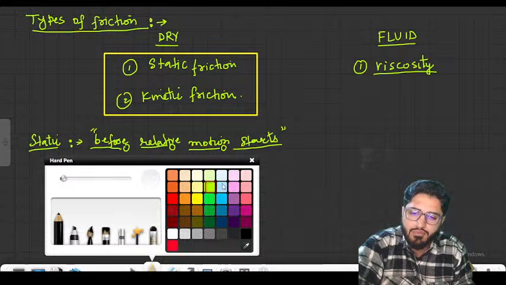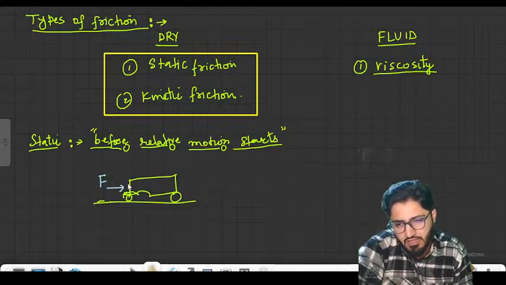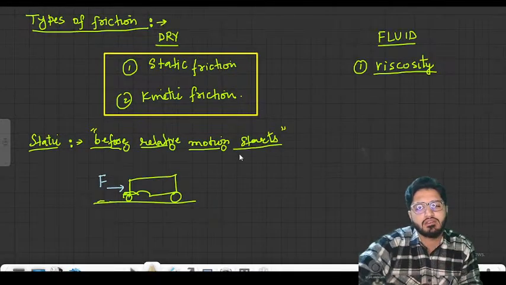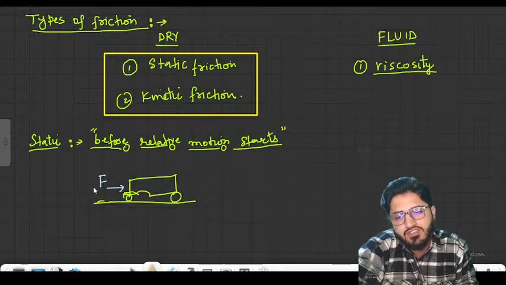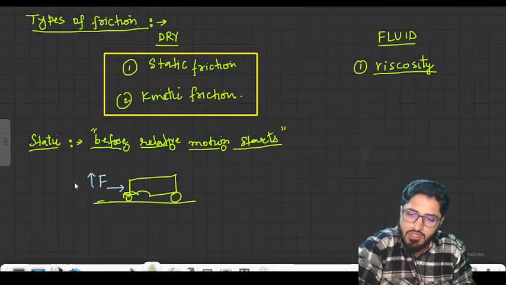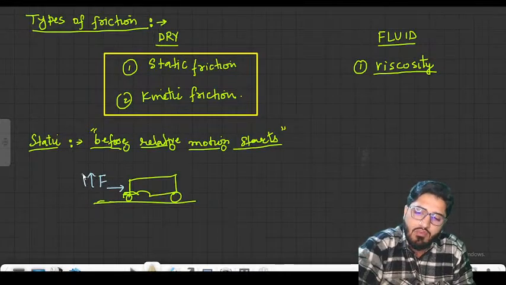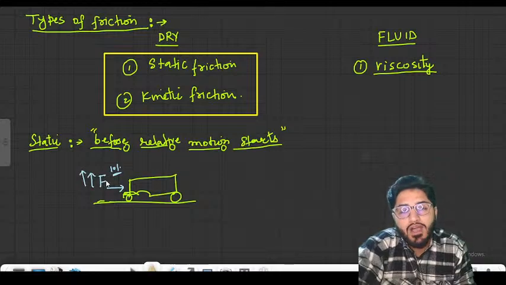Now the car broke down, and you are trying to push it by force F. Now you place some force, but it doesn't move at all. So you are increasing your force now. Nothing happens. Then at a time when you increase it by 1%, it tries to slide.